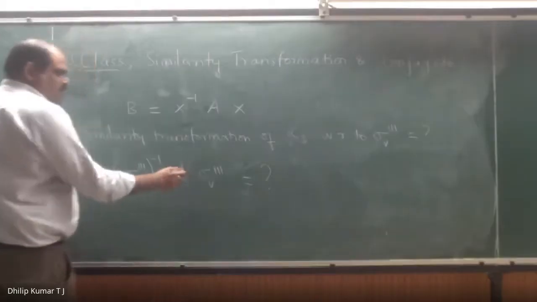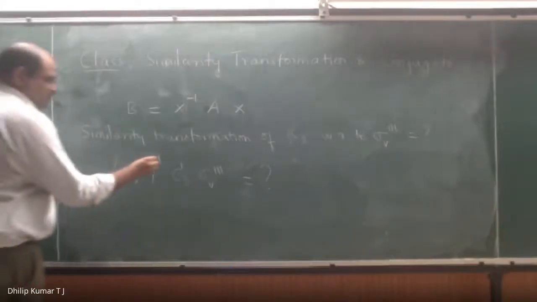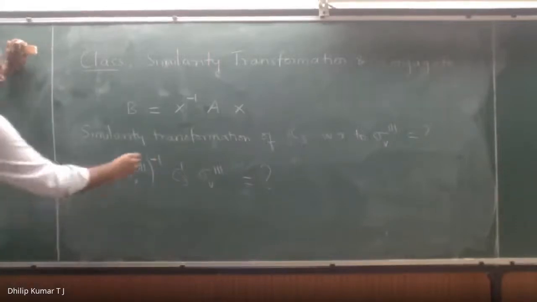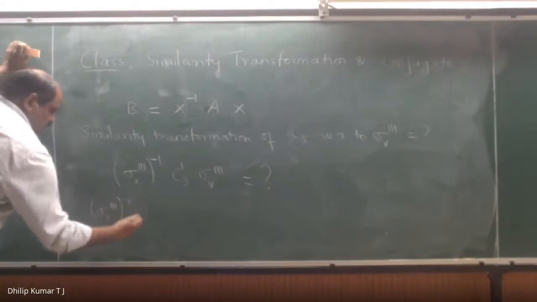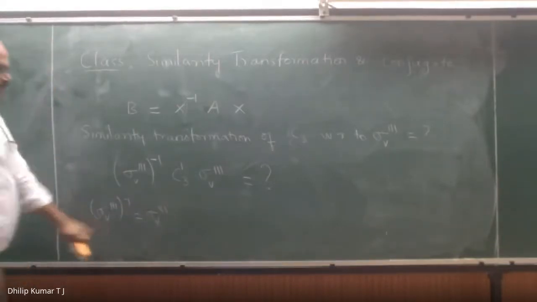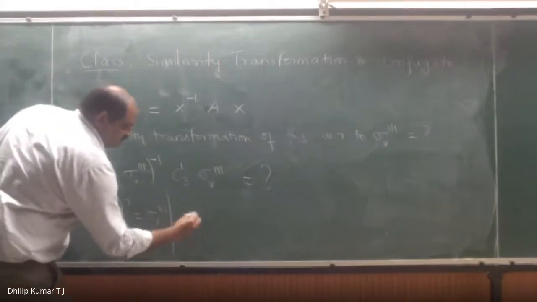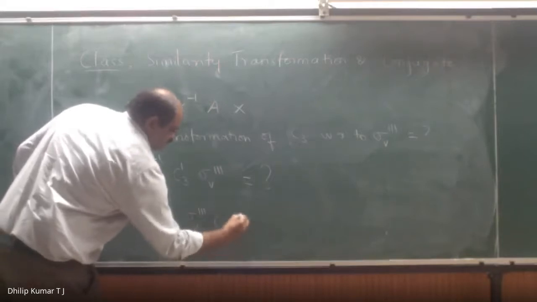Sir, is it C31 or C32? C31 here. If I'm not writing anything, it's called C31. Okay, sir. So as you know, sigma V triple prime inverse is nothing but sigma V triple prime. With this in mind, you can write sigma V triple prime C3 sigma V triple prime.